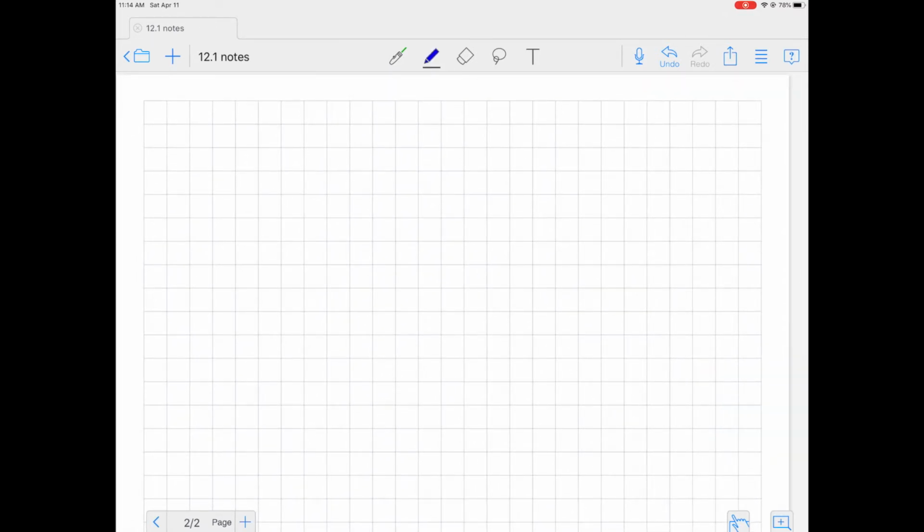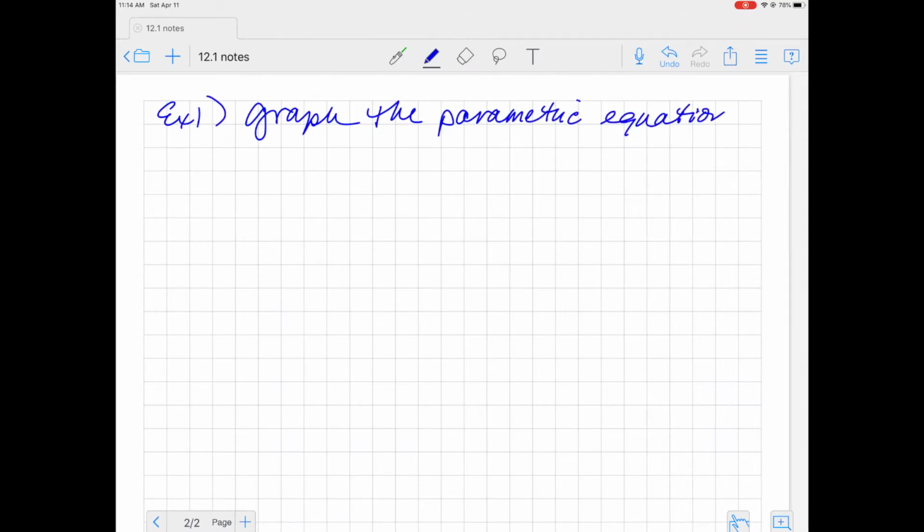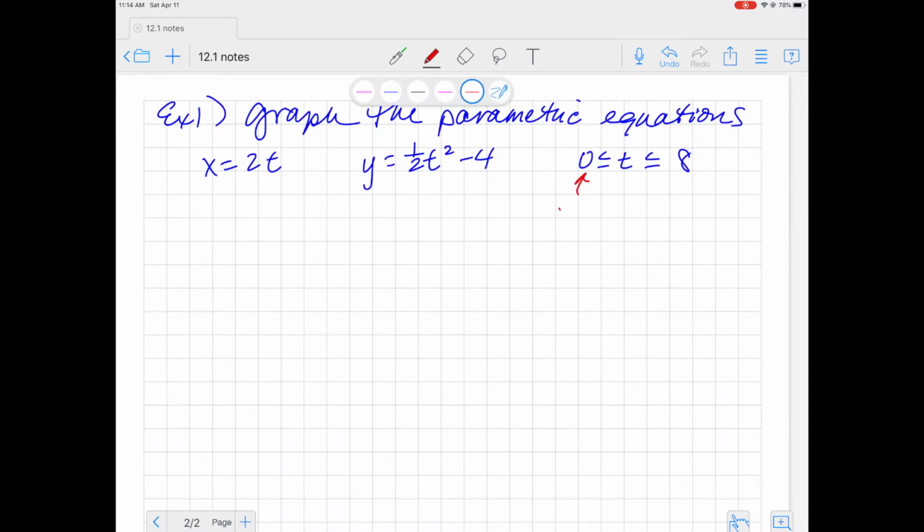So that's sine and cosine, which is nice. Let's look at this example 1. Graph the parametric equations. All right. x is equal to 2t. y is equal to 1/2 t squared minus 4. And 0 is less than or equal to t, which is less than or equal to 8. All right. So for my parameter, I know that we are going to start at 0 and stop at 8. And then the same thing is being set up here.